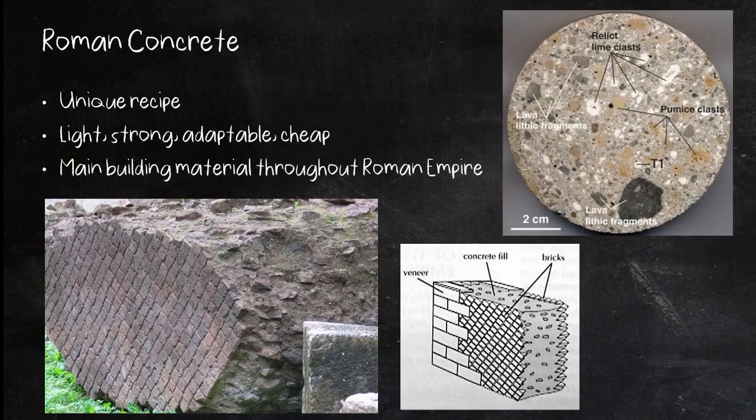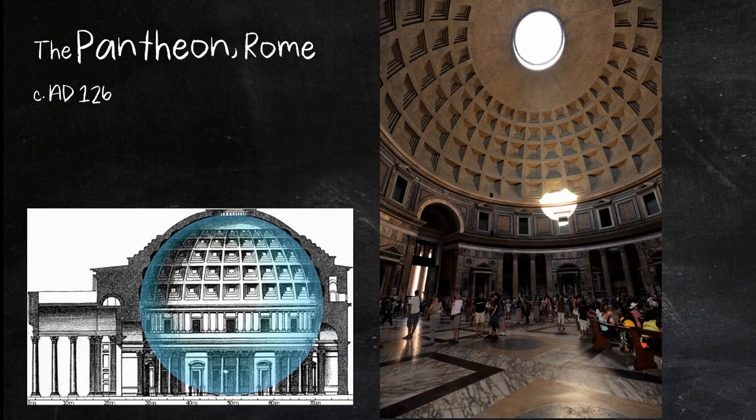The building is designed to fit a perfect sphere. So the distance from the top of the dome to the bottom is 142 feet, and it's 142 feet across. It is still, to this day, the largest unreinforced concrete dome in the world. And this is one of the most stunning architectural achievements, really, ever.